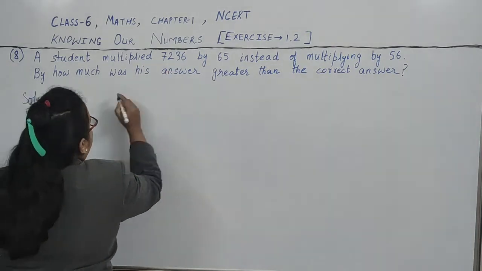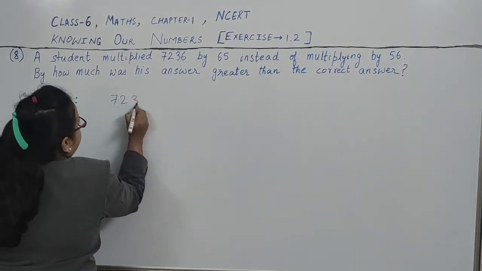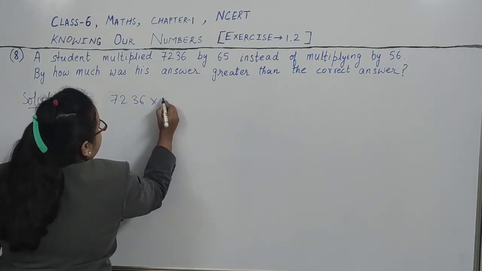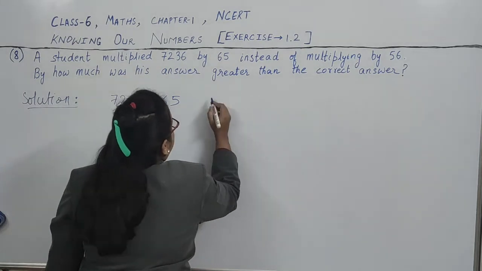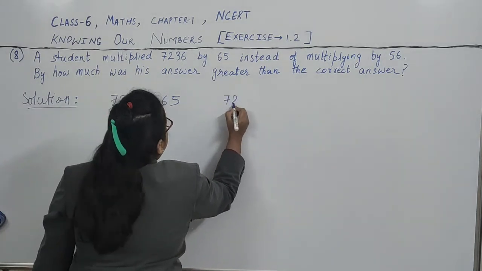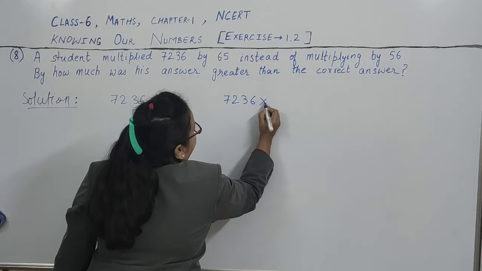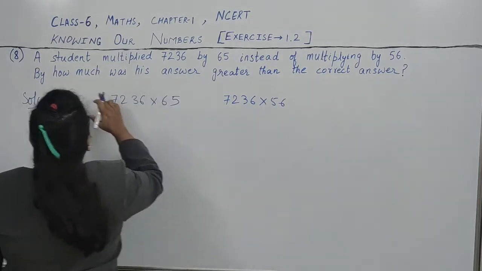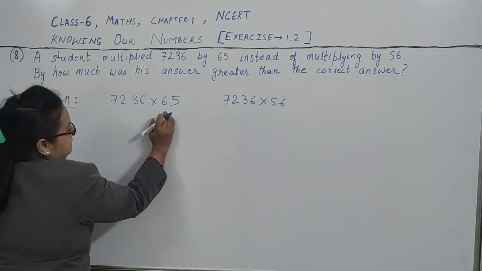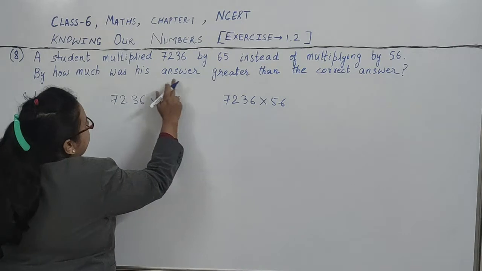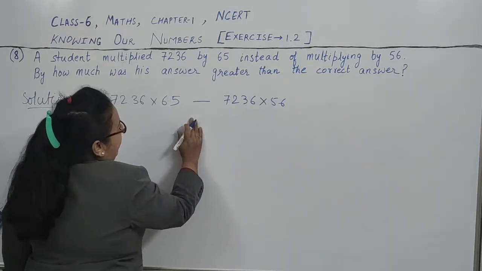A student multiplied 7236 by 65 instead of multiplying by 56. So he should multiply this number by 56. Then by how much was his answer greater? His answer will be this, because he multiplied by 65. So by how much his answer is greater, we will subtract.